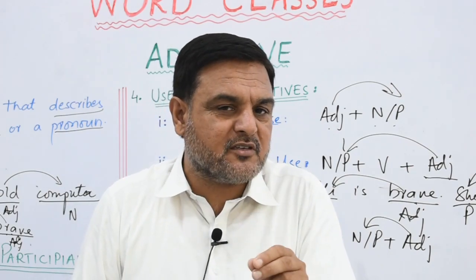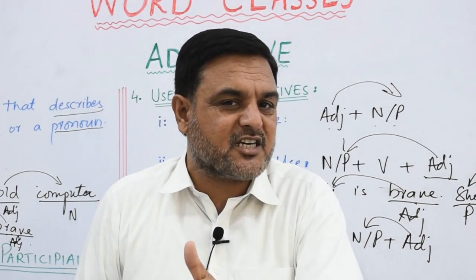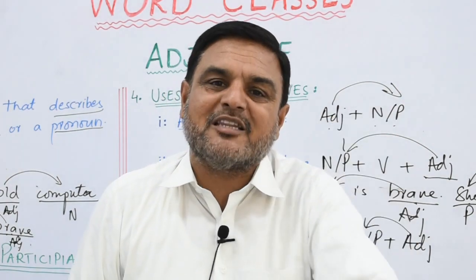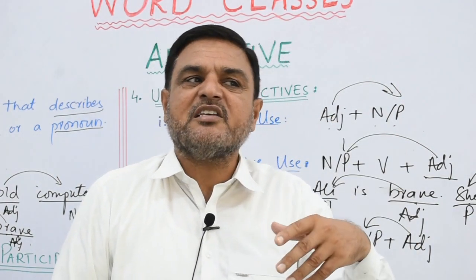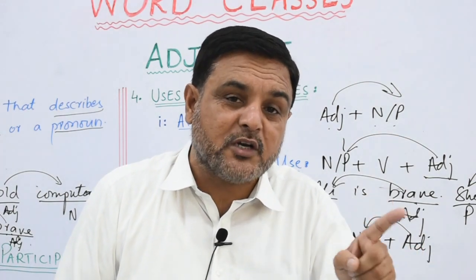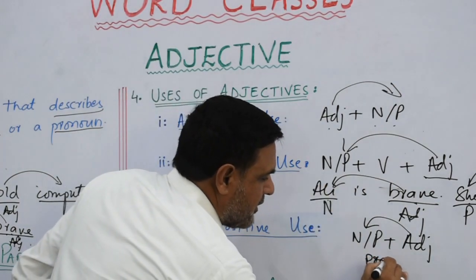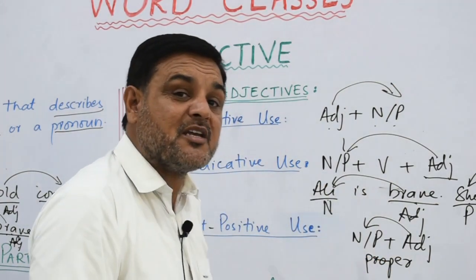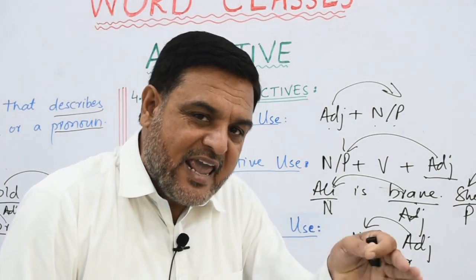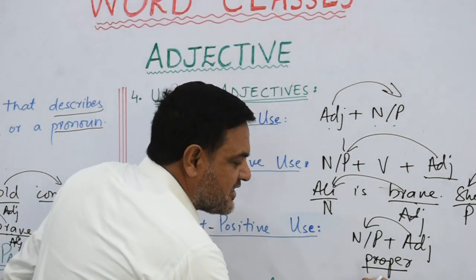But sometimes, on very few occasions, we can use an adjective in such a way that it comes after the noun or pronoun, but there is no verb in the middle. And there are very special adjectives that are used solely in this way. For example, I can say proper, and here proper doesn't mean suitable. Here proper means in the sense of location, exactly in that sense. Remember, this is an adjective.